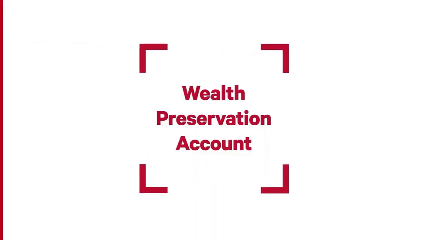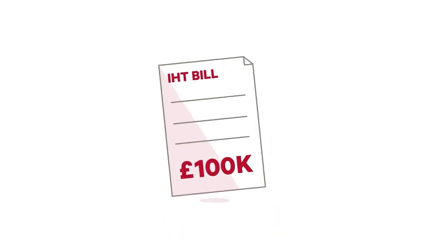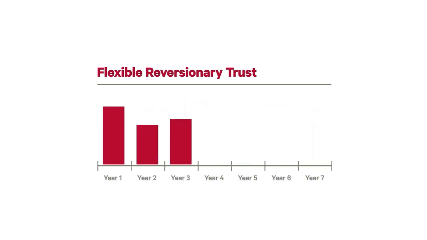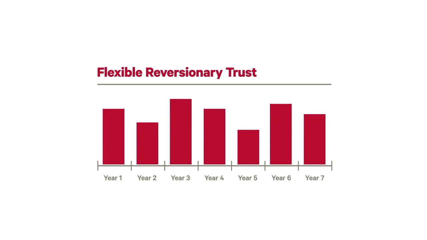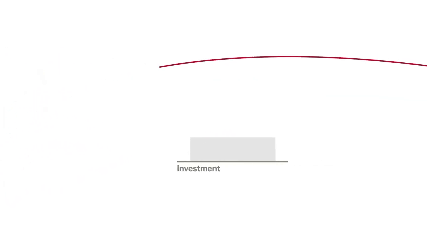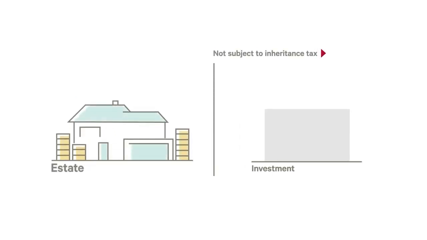The Wealth Preservation Account from Canada Life is one way of generating additional capital for you to use, whilst also reducing your potential inheritance tax liability. By investing in policies which are then held under a flexible reversionary trust, you retain access to flexible yearly payments. Investing in the trust will start a 7-year clock, after which the investment will sit outside of your estate for inheritance tax purposes, and any growth on the money is outside immediately.